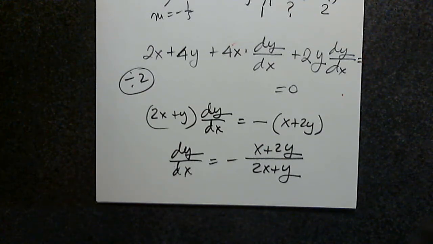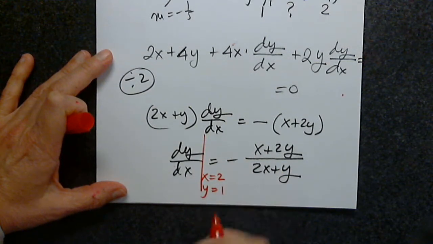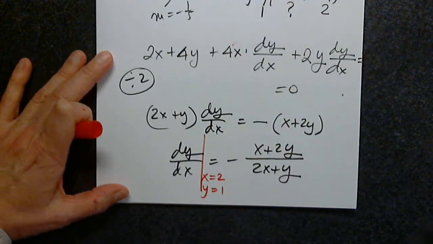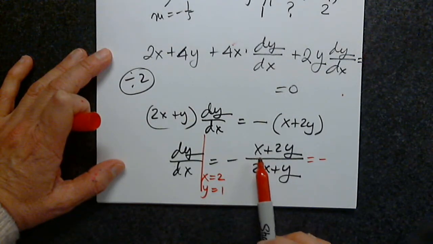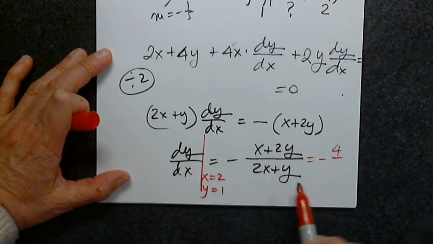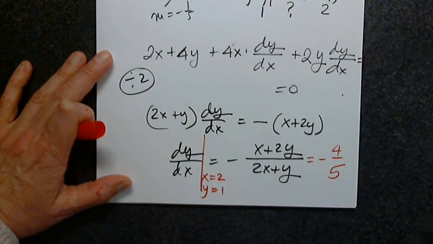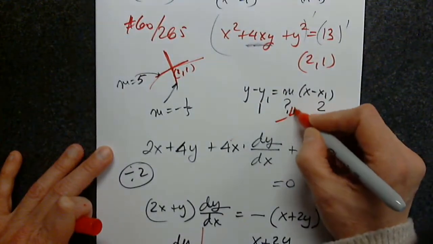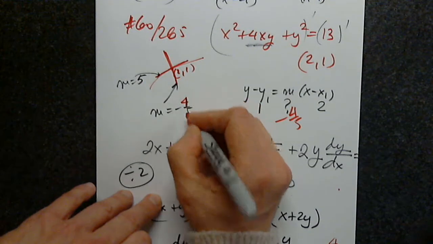Plug in. What do I plug in? X equals 2 and y equals 1. Indeed. And let's see what we get. So this is 2 plus 2, the top is 4. And this is 4 plus 1, and the bottom is 5. So this is negative 4/5.